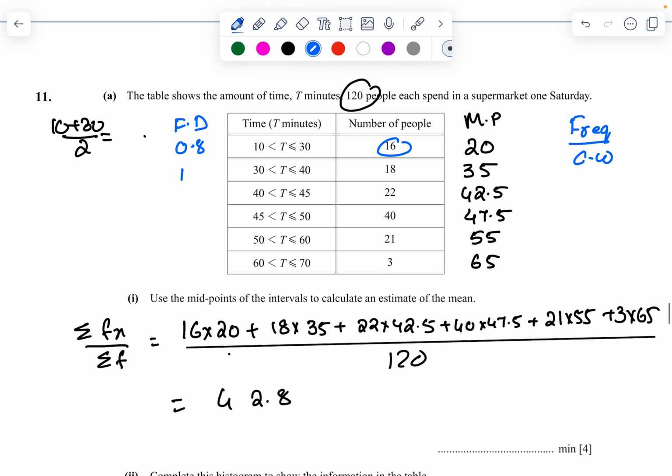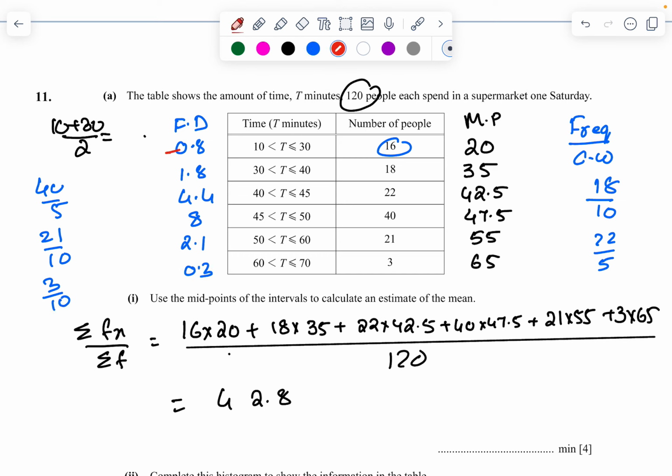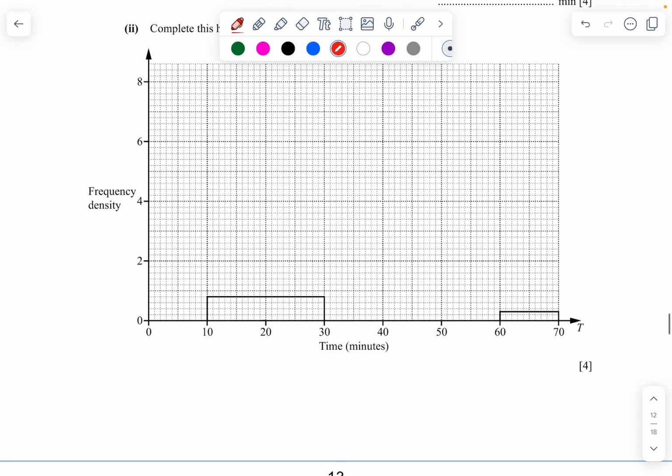18 divided by 10 is 1.8. 22 divided by 5, which is 4.4. Then 40 divided by 5, which is 8. Then 21 divided by 10, which is 2.1. And 3 divided by 10, which is 0.3. These two are already drawn, so we have to do the remaining ones. From 30 to 40, it is 1.8.